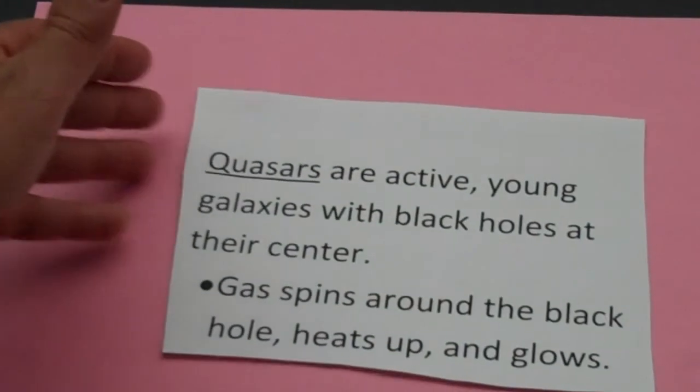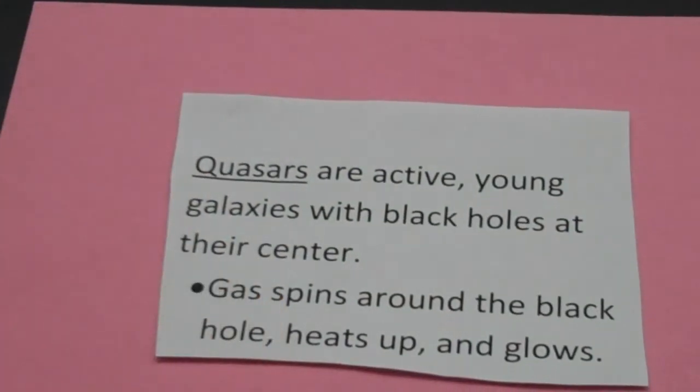And the last bit of notes for this lovely astronomy series is quasar. They are active young galaxies with black holes at their center. Gas spins around the black hole, heats up, and glows.